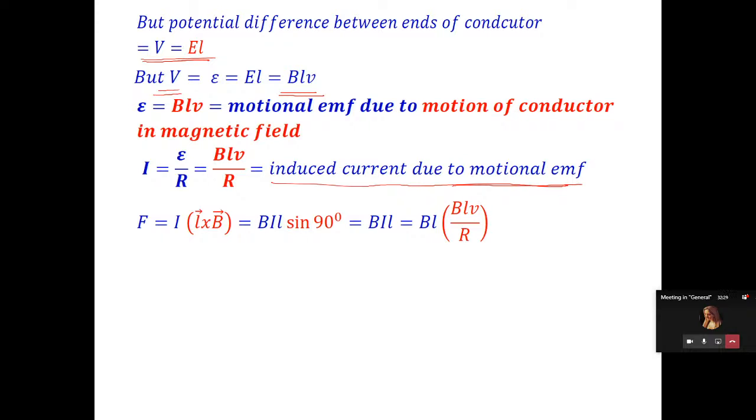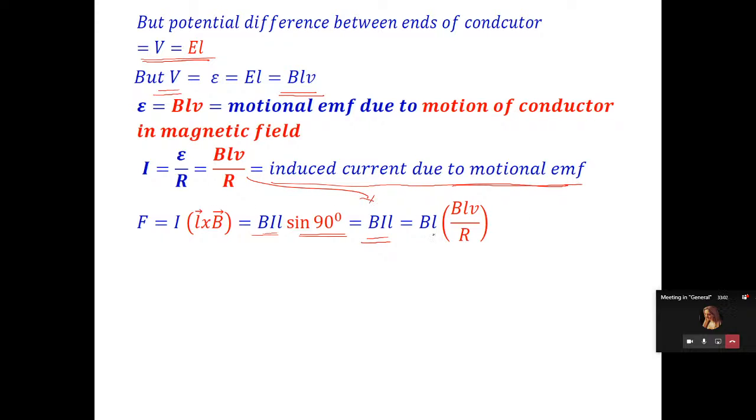Then we know another equation, F equals IL cross B, that is the force experienced by a current carrying conductor placed in a magnetic field. Because B is a constant, we can take it outside. So BIL sine theta, the angle between L and B is 90, so it is BIL. Instead of I, we can write BLV by R.